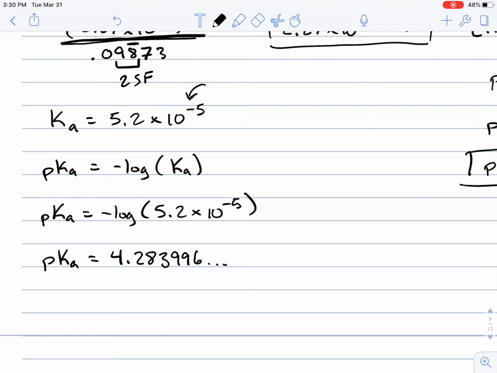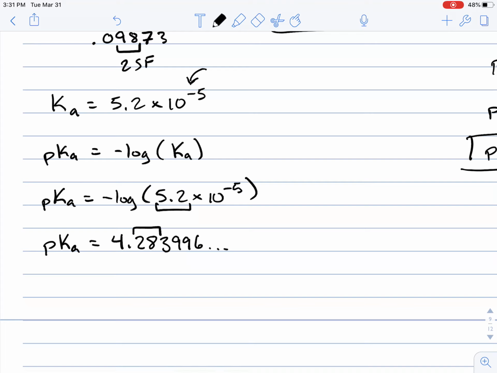Then there's a whole bunch of sixes. And so since we have two sig figs in our original value, since we're taking the negative log of it, we want to report two places after the decimal. So the pKa is going to be 4.28. Notice that the 3 is rounded down.